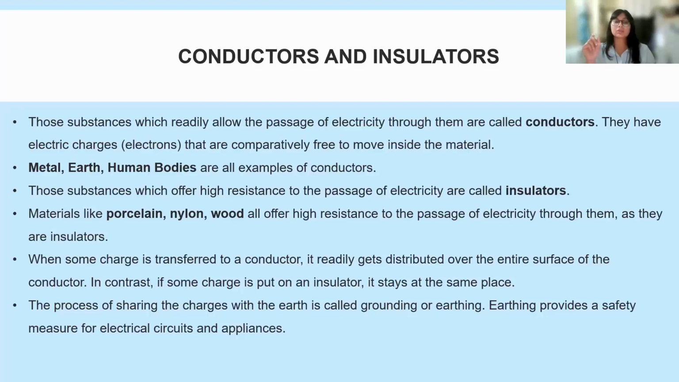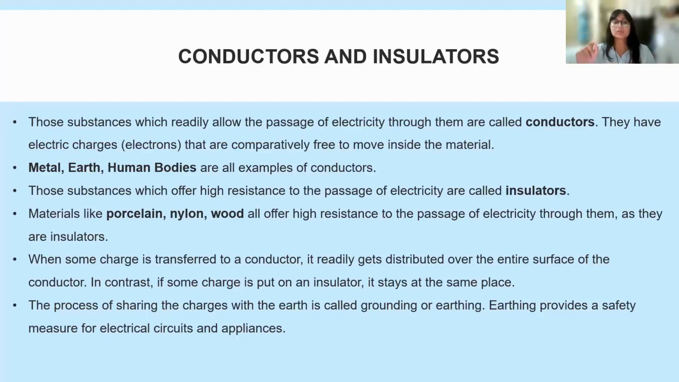These are examples of insulators. When some charge is transferred to a conductor, it readily gets distributed over the entire surface. As I said, if one end is getting charged, it will very easily distribute itself and pass through the entire material to the other end. But the opposite happens with an insulator. If one end is charged, it will stay at that one end only. The other end is not going to get charged in the same manner.